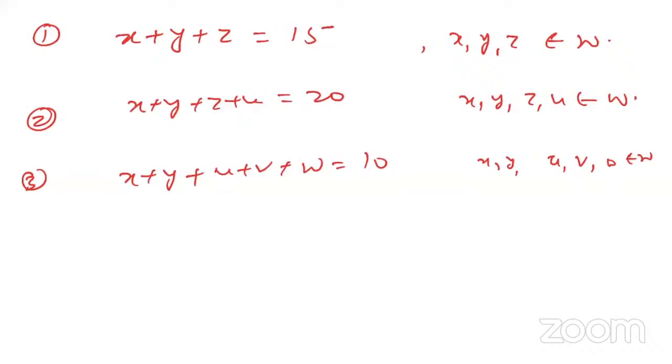Right? So directly we can write down the answer as the first one, 15 plus 3, 18, 17C2; 20 plus 4, 23C3; 10 plus 1, 2, 3, 4, 5, 14C4. Right? So this is the way, but the restriction is you have to start with the whole numbers.